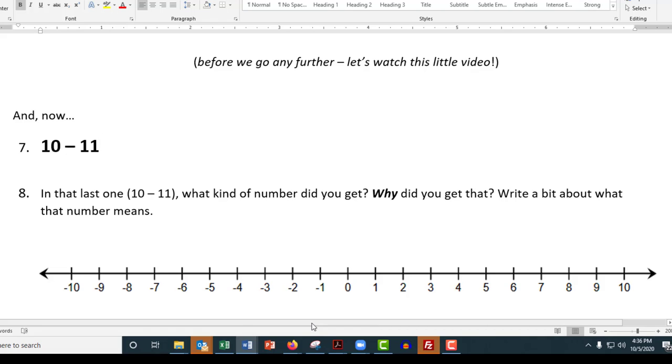The big idea: negative 1 is the opposite of 1, meaning it lives on the other side of 0 from where 1 is. Same distance, but the opposite side. All right, let's do some more.